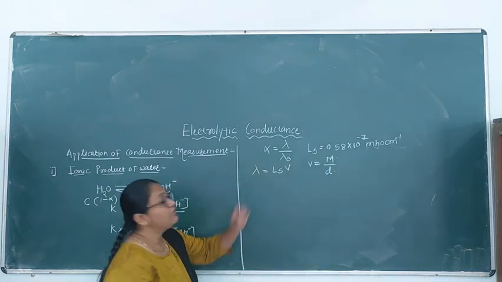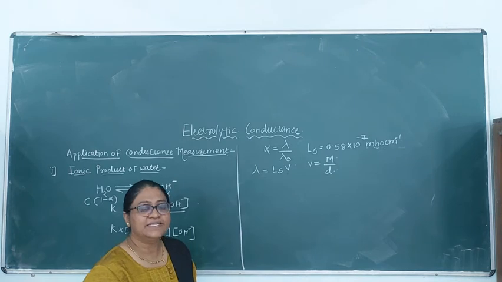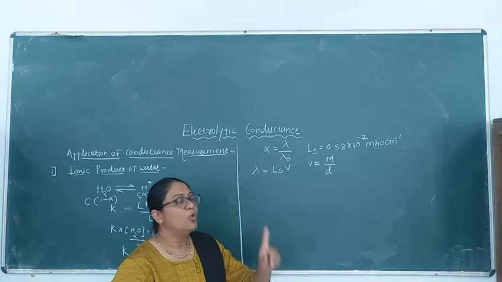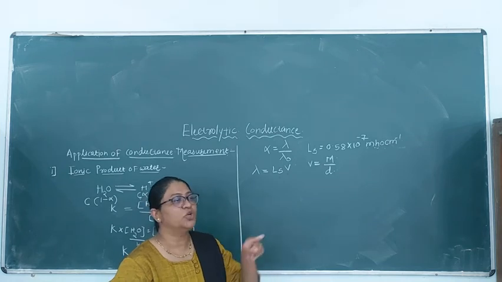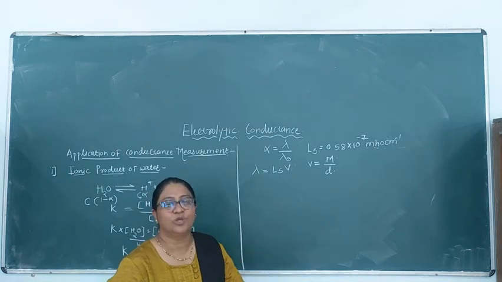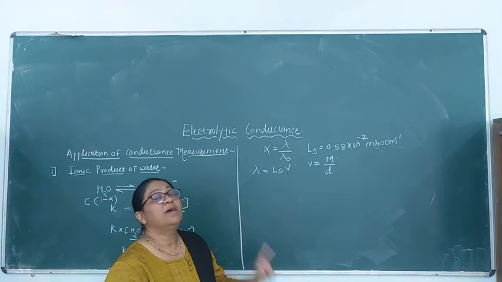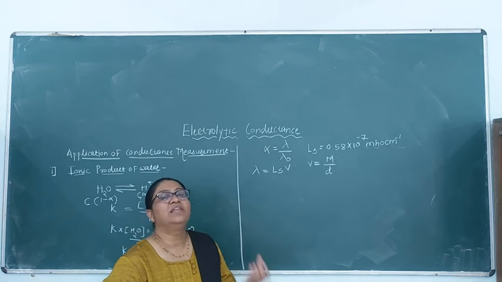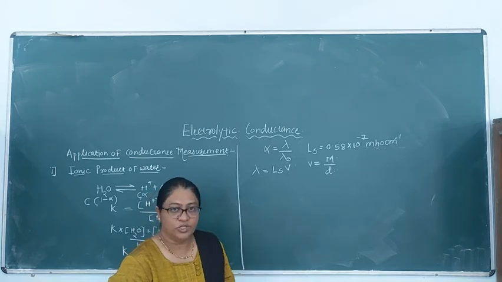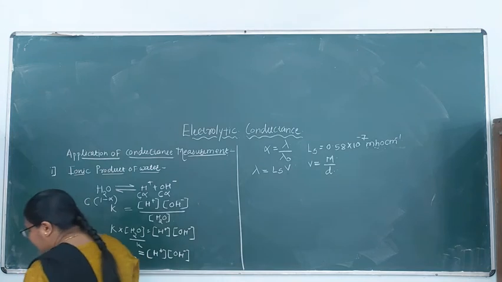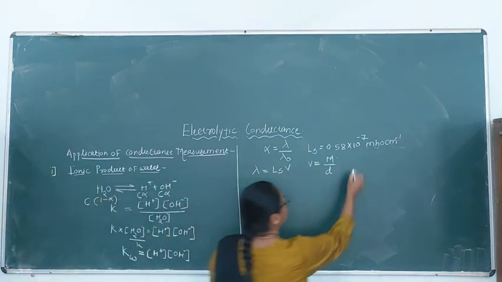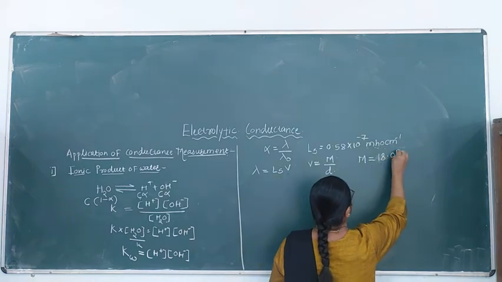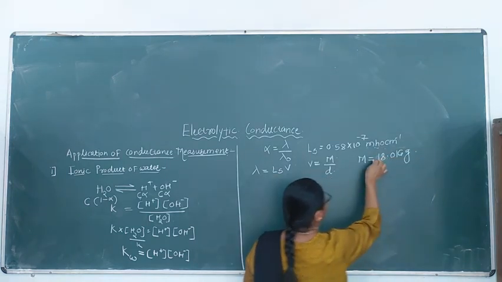As equivalent conductance. What is equivalent conductance? It is the conductance of an electrolyte when 1 gram equivalent of that electrolyte is present in the solution. Right? 1 gram equivalent of water. That means the equivalent weight of the water molecule. Now, the equivalent weight of the water molecule is 18.016. As we are calculating the equivalent conductance, we are considering its equivalent weight.